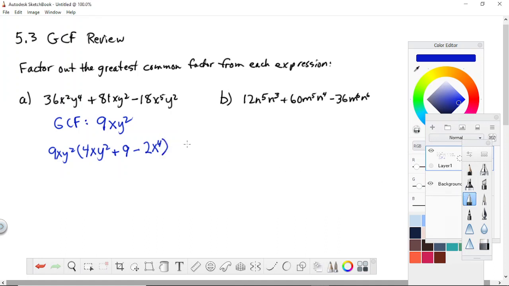And there we have it. We factored out the greatest common factor. Okay, one more example. What's the greatest common factor of this next polynomial? Well, we look at the numbers first. We have 12, we have 60, negative 36. 12 is the smallest of those.